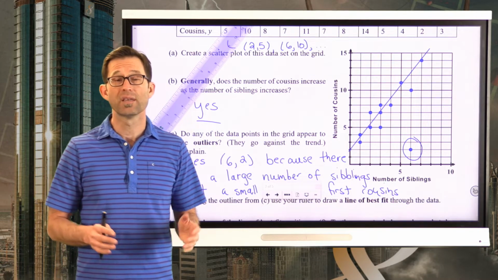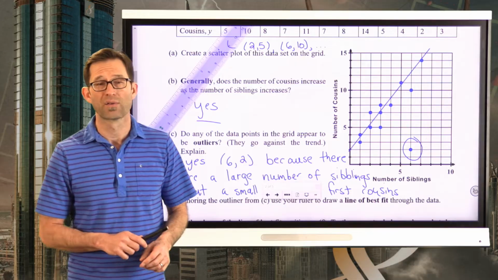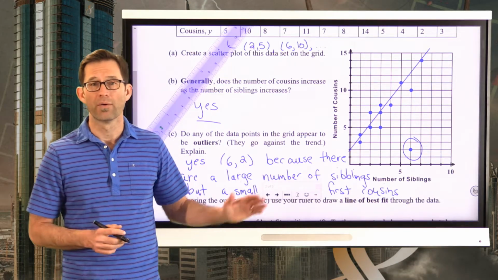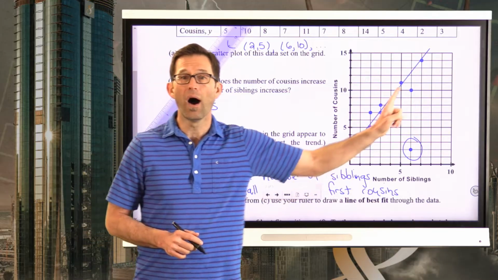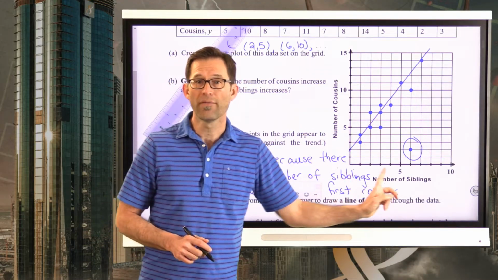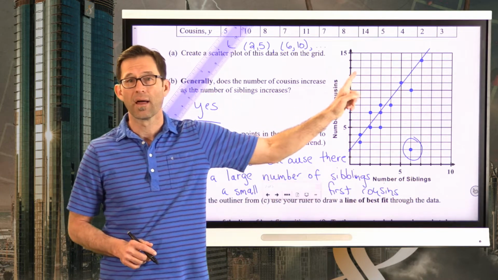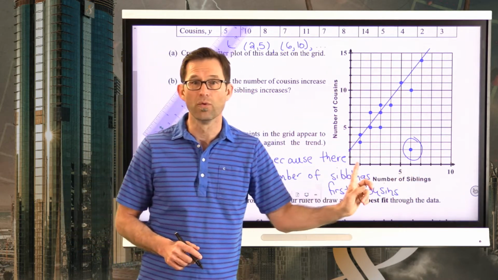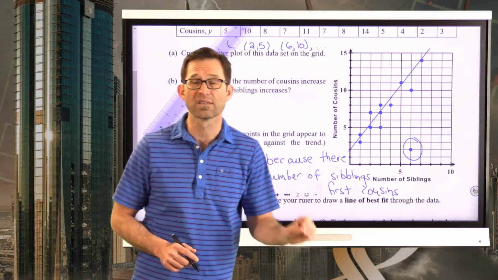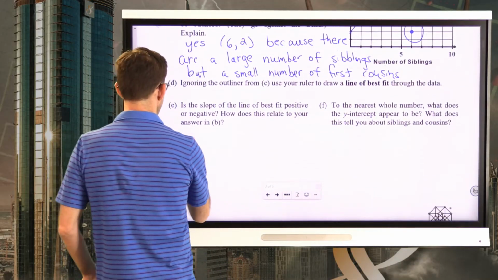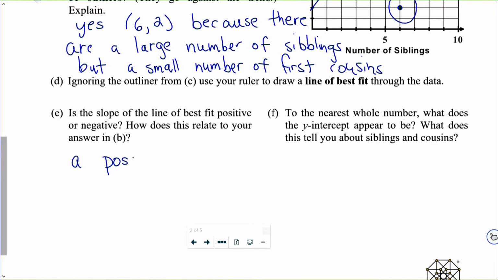Well, now you might say to yourself, how do I know whether it's positive or negative given that I haven't calculated the slope of this line? Well, keep in mind, any line that goes up as we go from left to right on the x-axis has a positive slope, and any line that goes down as we move from left to right along the x-axis has a negative slope. So this definitely has a positive slope.